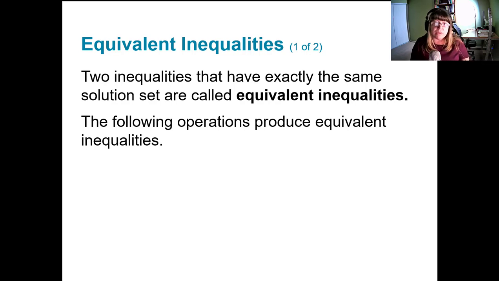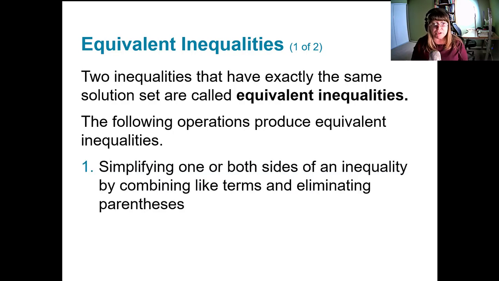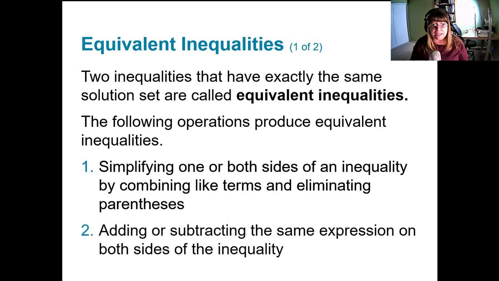Well, we have equivalent inequalities when the two inequalities have the same exact solution set. They are called equivalent inequalities. The following operations always produce equivalent inequalities. Simplifying one or both sides of an inequality by combining like terms and eliminating parentheses. You'll get something that looks the same. Secondly, adding or subtracting the same expression on both sides of an inequality will also produce equivalent inequalities.